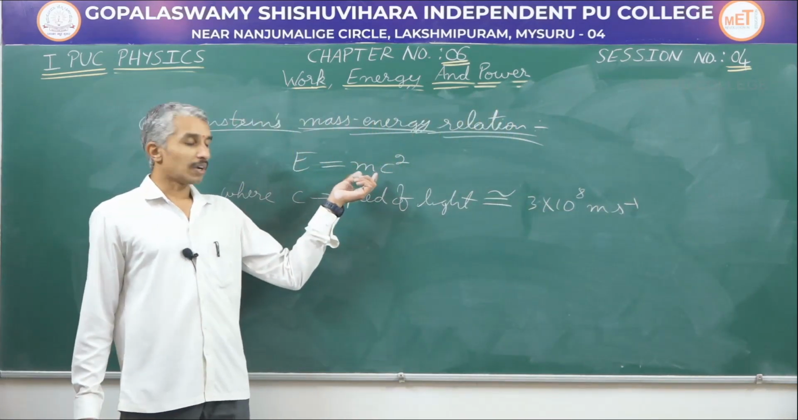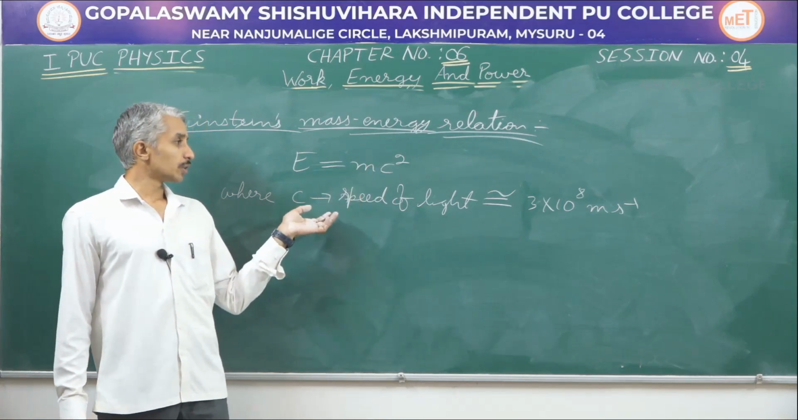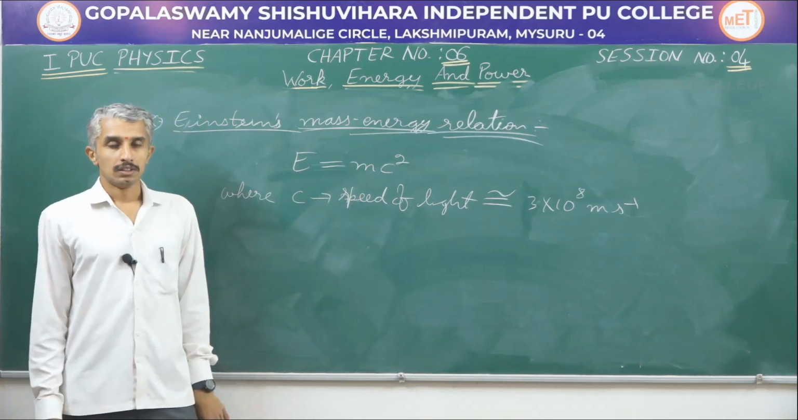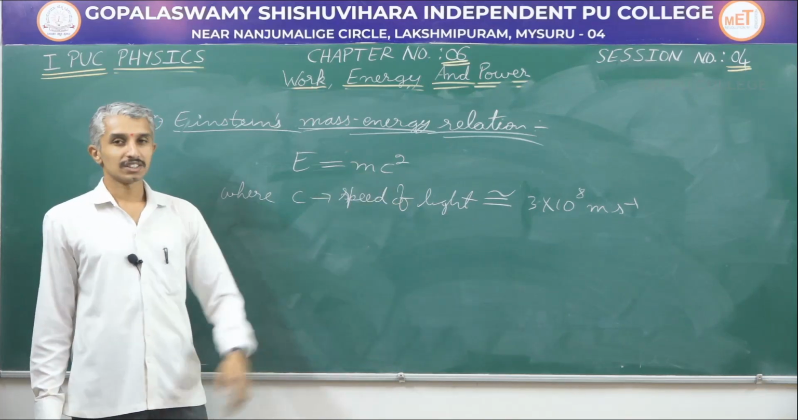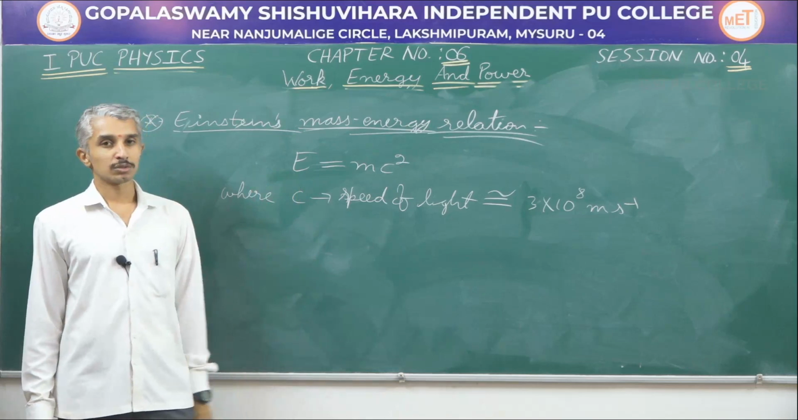So if you have some mass m, it can be converted into energy completely, and the total energy that we get from the mass m is given by mc square. This is Einstein's mass energy relation.